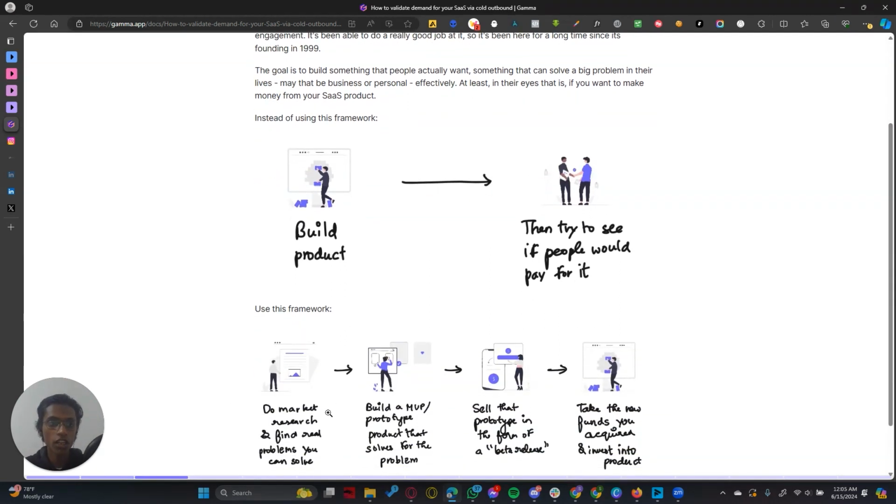Do market research and find out real problems that you can solve in the desired space that you want to enter in. Build an MVP or prototype product that solves for the problem, MVP meaning minimum viable product. And then sell that prototype or MVP in the form of an early launch or a beta release or whatever you want to call it. And then take the new funds that you've acquired and invest that into refining your product, developing the product even further, and so on. Continue. That's a better framework that you can use.